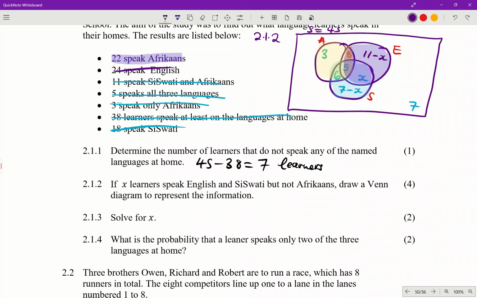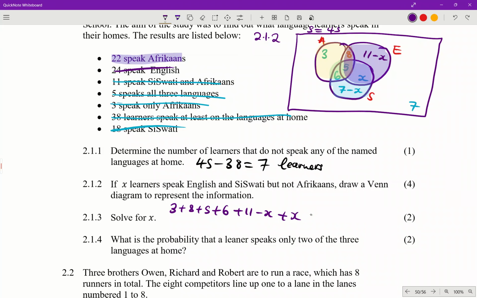You just gotta say, okay, remember, everything inside your Venn diagrams and outside, the total has to give you what? 45. So summing everything, let's start with the Africans. So Africans, you have 3 plus 8 plus 8 plus 5 plus 6. You're done with Africans, so you're not gonna also include 8 for English. If you included that 8 within the Africans part, don't include it again. Just focus on English, what is left there. You have 11 minus x plus x.